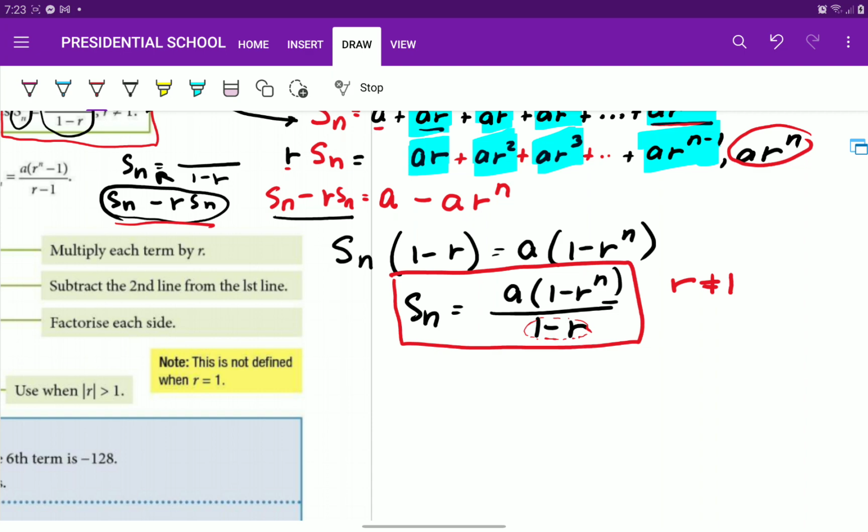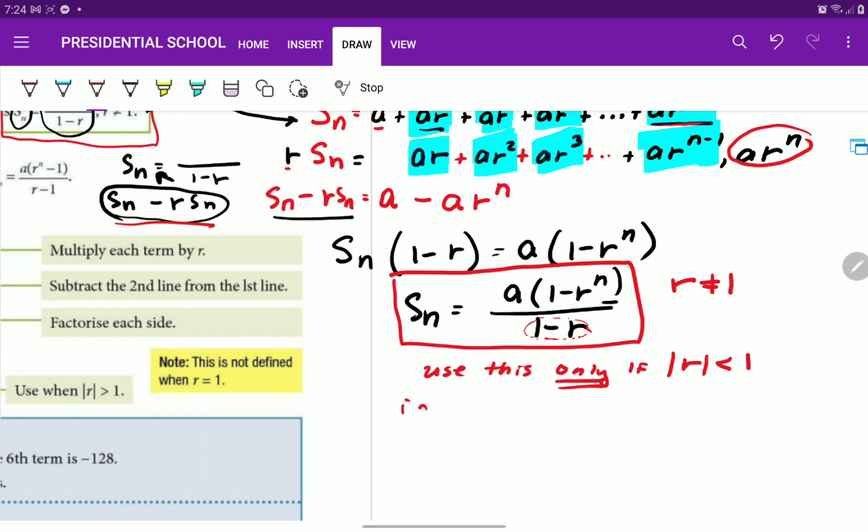All right, and this formula, use this only if the modulus of r is less than 1. Okay, meaning, take a look, this is modulus, meaning it's always positive. If the modulus of the ratio is less than 1, like a fraction, like 1/2, 1/3, 1/4, -1/2, -1/4, you can use this formula.